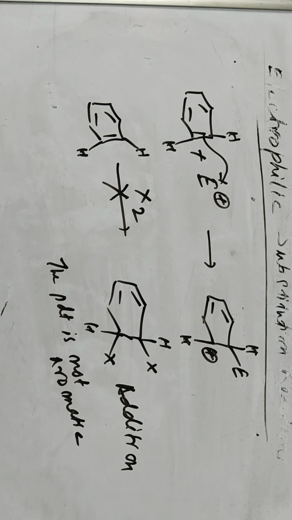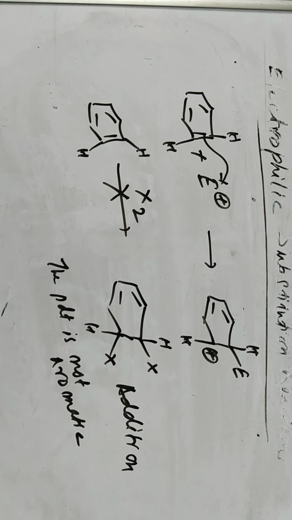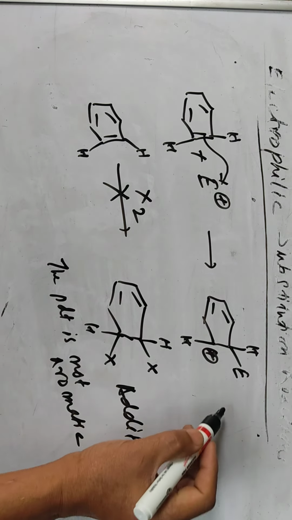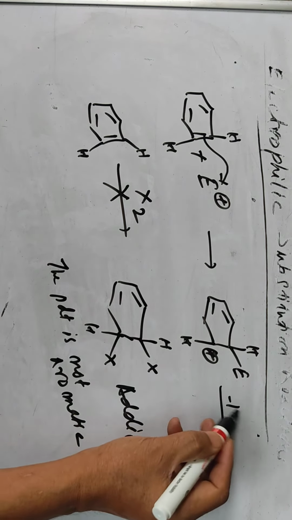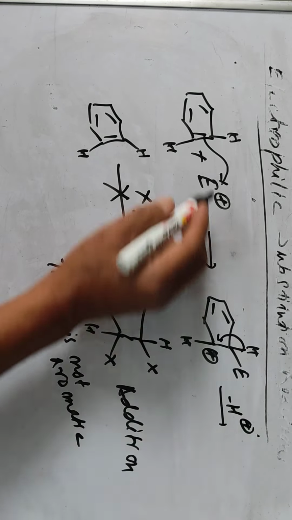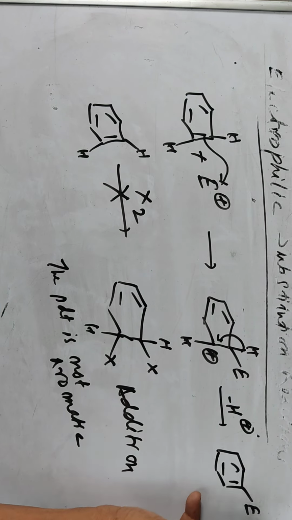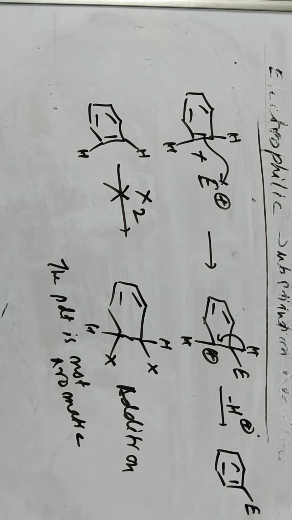So, benzene doesn't go addition reaction, but it goes substitution reactions. When the addition takes place, the product is not aromatic, so the reaction doesn't take place. But it can go substitution reactions. This hydrogen is substituted by an electrophile. Okay, so here, electrophilic substitution reaction. I am repeating again, I am comparing addition with a substitution reaction.